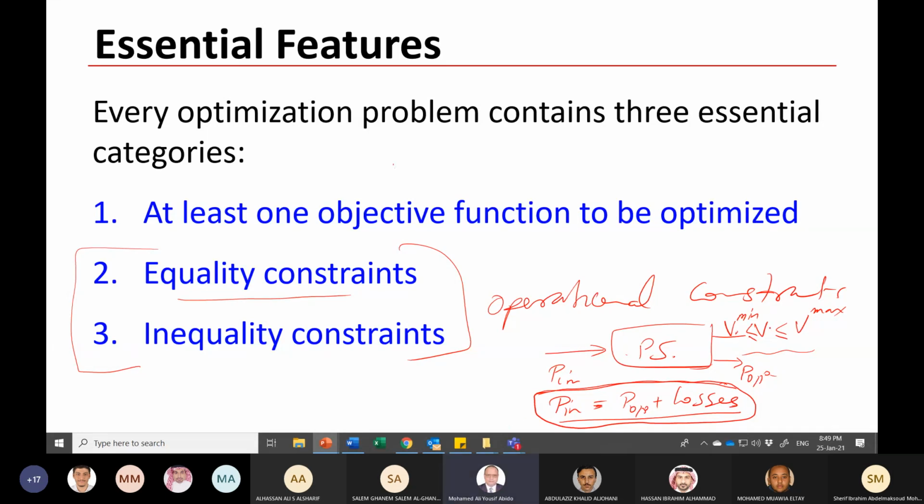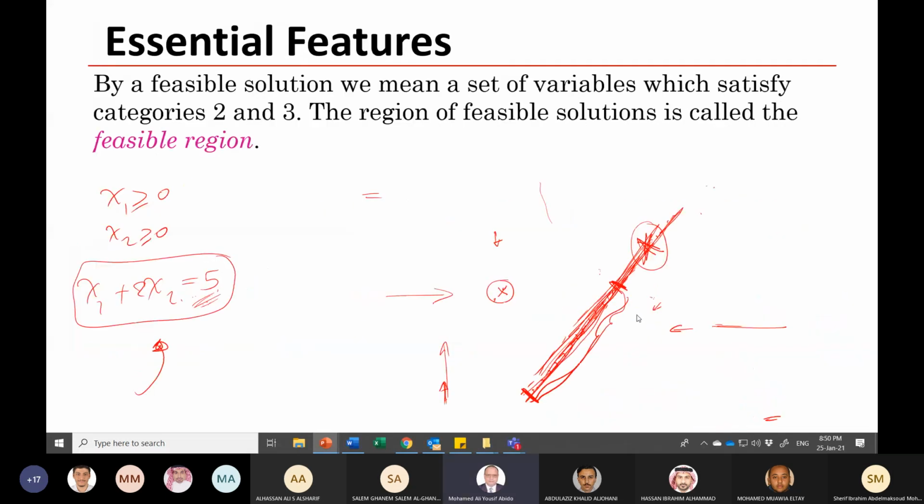But when we say, for example, voltage must be within these bounds, this is an inequality constraint. V is greater than or equal to V min, and V less than or equal to V max, this is an inequality constraint. Okay? So this is the equality and this is the inequality constraints.